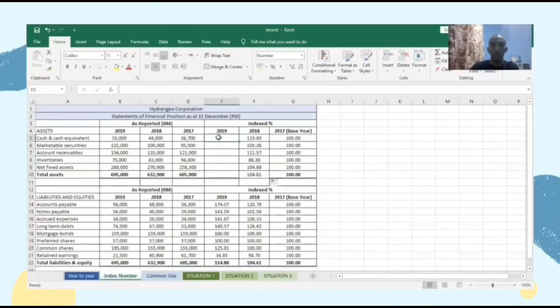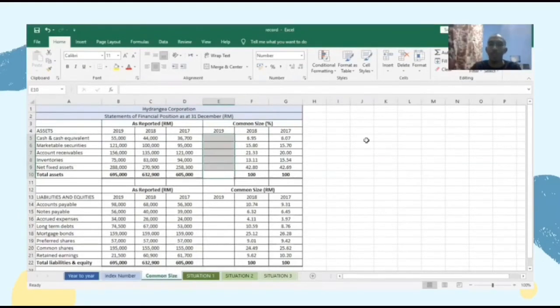Same goes to 2019. Equal, 2019 divided by base year 2017, close bracket, times with 100, enter. Then double click. Liabilities and equities also use the same formula.